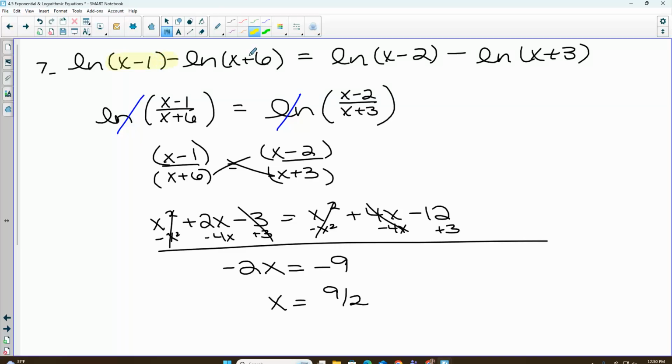4.5 minus 1 is positive, plus 6 is positive, minus 2 is positive, plus 3 is positive. So that answer works. If even one of them was not positive, there would be no solution.